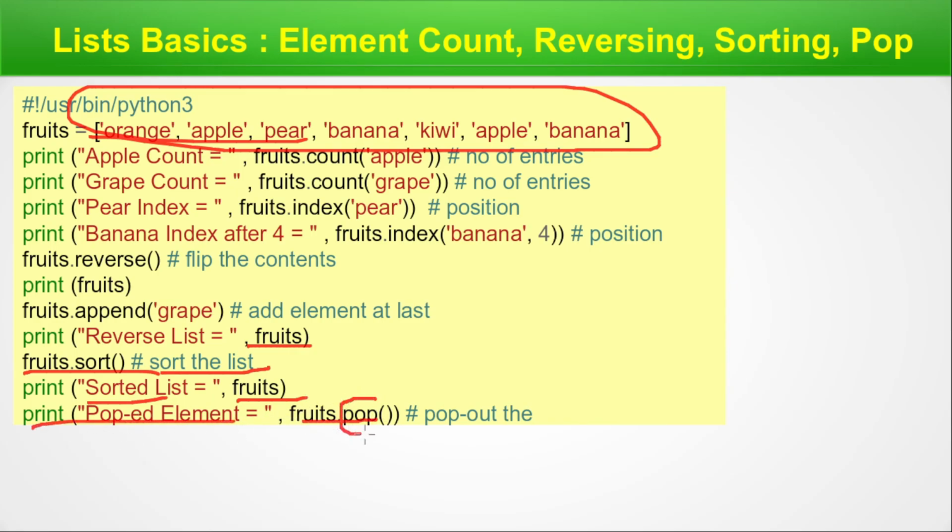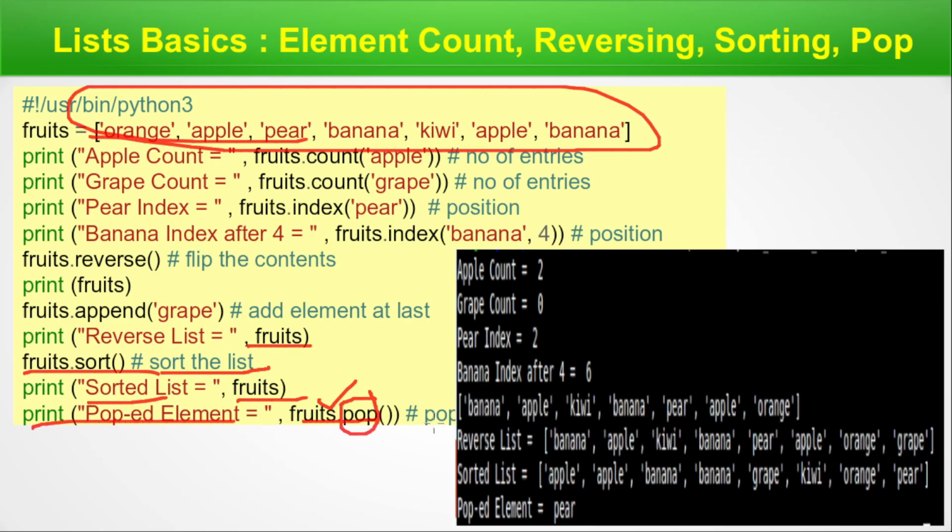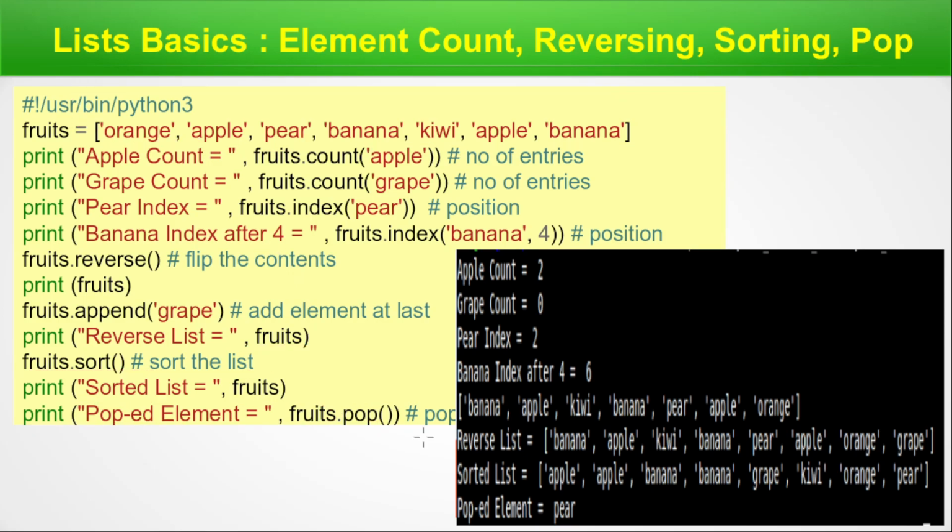If we do a pop operation on the list, using the pop method, what element comes out? As we run the code, it comes like that. You can see at the last we had added the pear, right? So let us go one by one from the beginning. Here you can see apple count is 2 because there are 2 apples. Grape count is 0 as there was no grape.